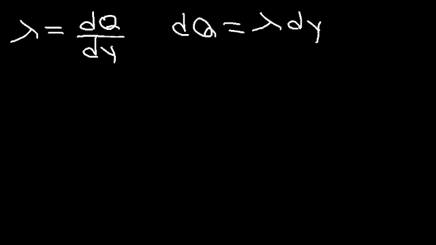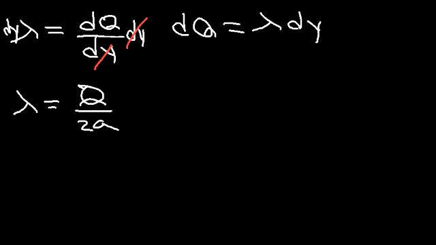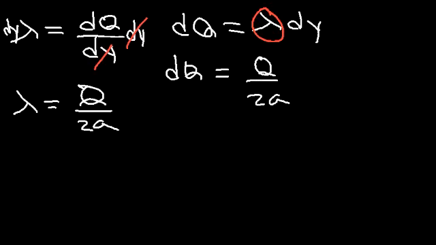So if lambda is equal to dq over dy, then solving for dq, it's going to be lambda times dy. You can get that equation if you multiply both sides by dy, so that these two cancel. Now we also said that lambda is equal to q over 2a. So let's replace this lambda with q over 2a. So dq is q divided by 2a times dy.